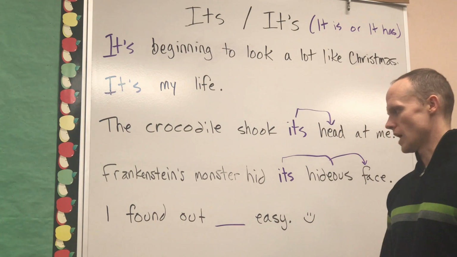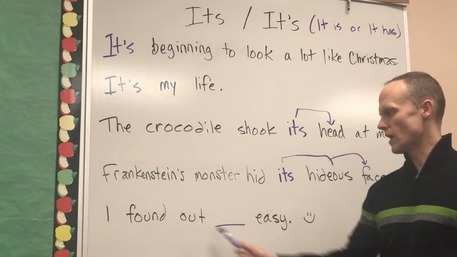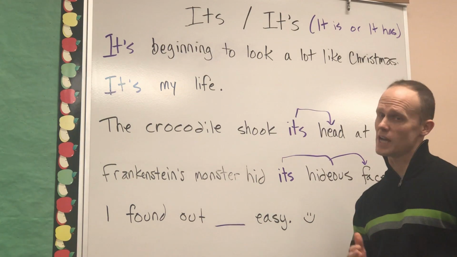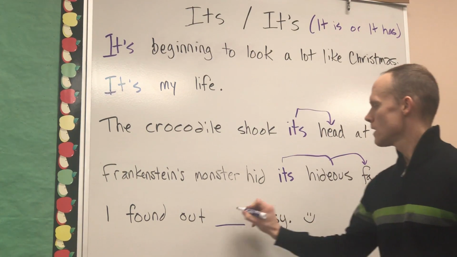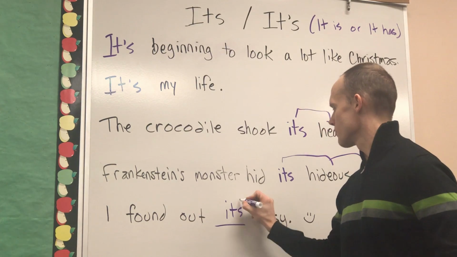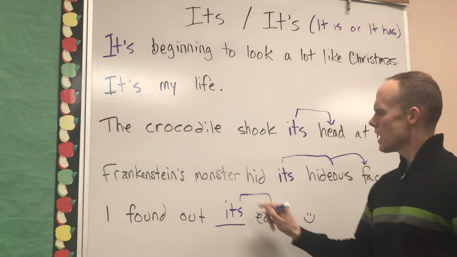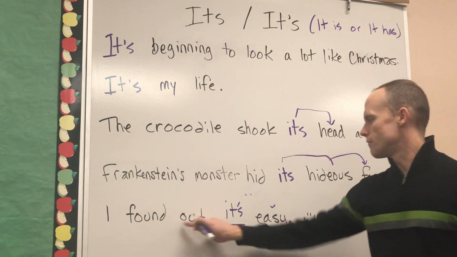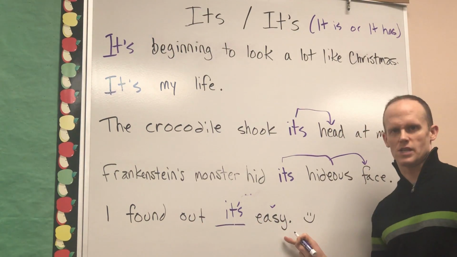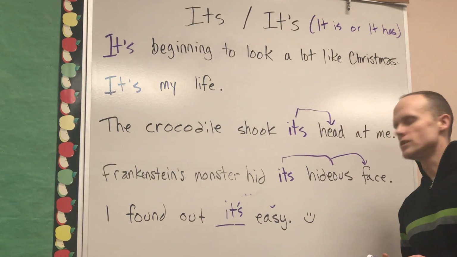Let's take a look at this last one. "I found out blank easy." I found out it's easy. Should it be its or it apostrophe s? Well, let's see. I'm going to put this right here. I'm going to look: can you really own easy? Not really. If I put the apostrophe here, "I found out it is easy." Does that make sense? Oh, you bet your bananas it does. I found out it is easy.